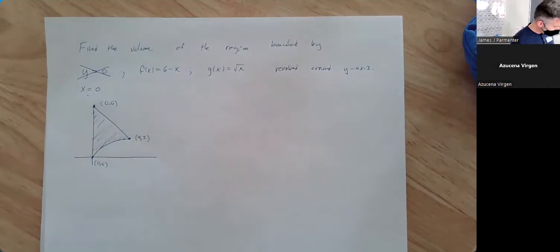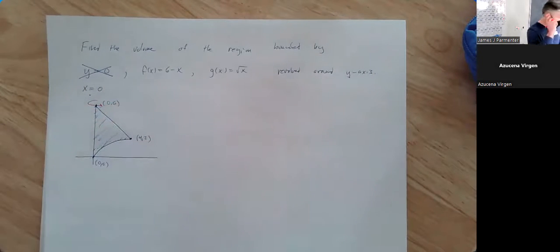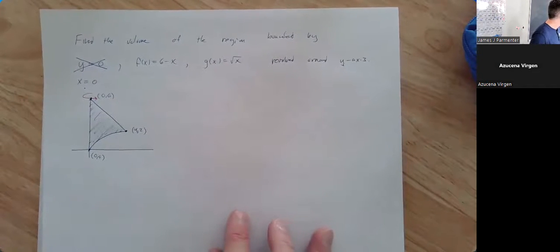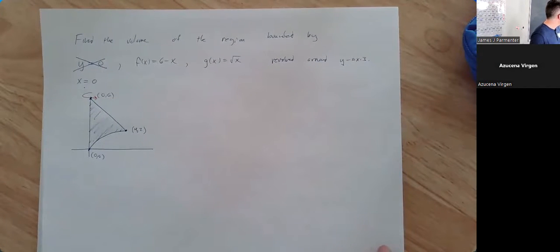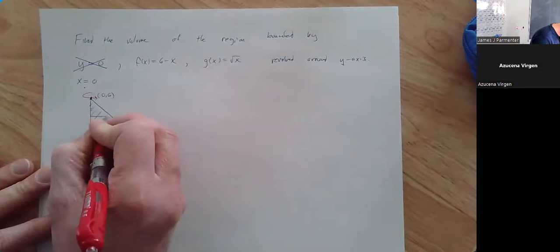Okay, so if I'm rotating around the y-axis, what kind of strips do I have to use? Horizontal. Well, I phrased it in a way that was a little ambiguous. Based on the fact that we only know how to do the disk and washer method currently, and we're rotating around a vertical axis, what kind of strips do we have to use? Horizontal, because they have to be perpendicular to the axis of rotation.